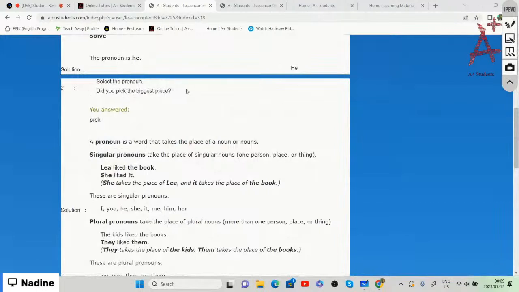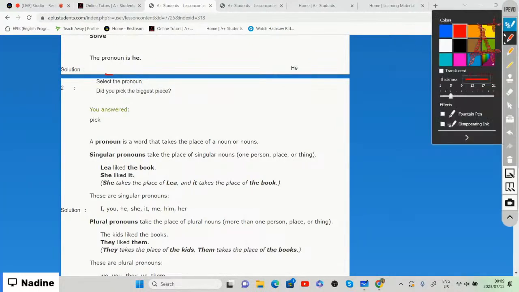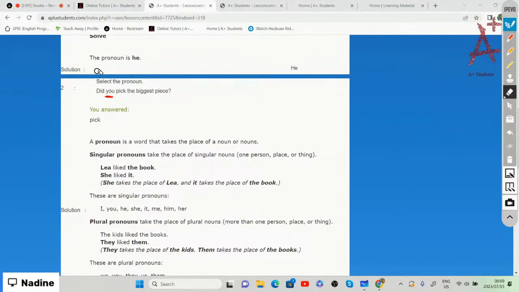Did you pick the biggest piece? So we need to choose the pronoun within that sentence. Did you pick the biggest piece? So we can say you, because now we are asking or referring to someone, asking if they took the biggest piece. Which means that the person is in front of you and you're asking, did you pick the biggest piece? Piece of cake or piece of apple or anything that was cut up.